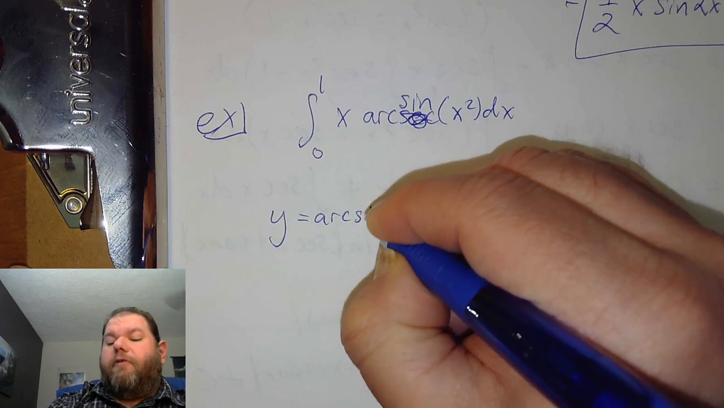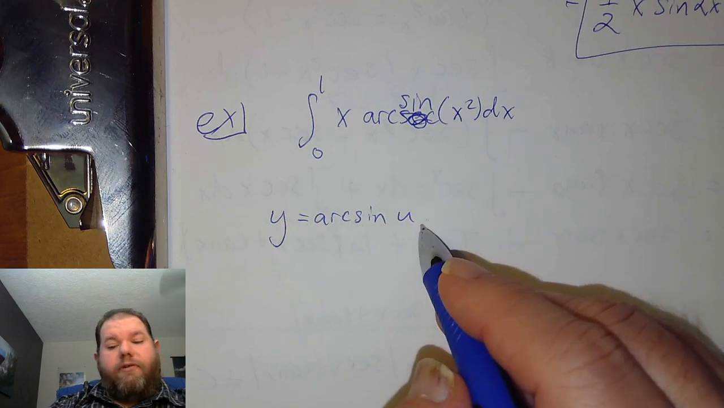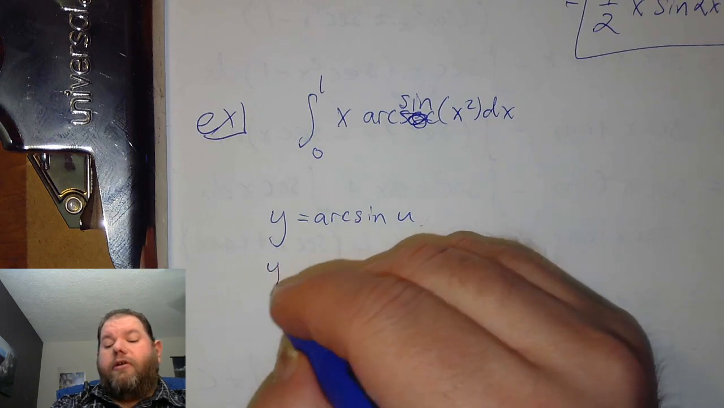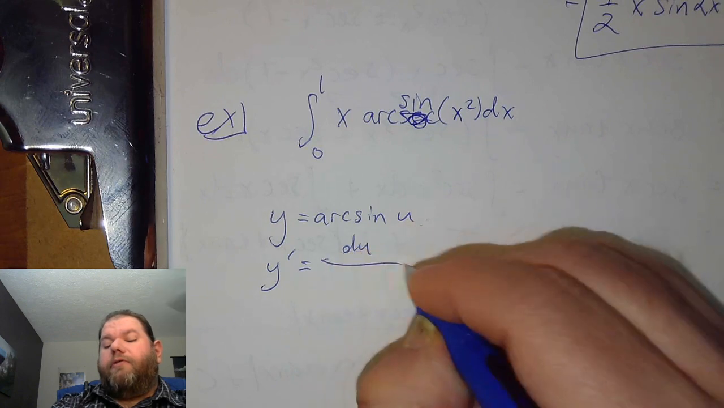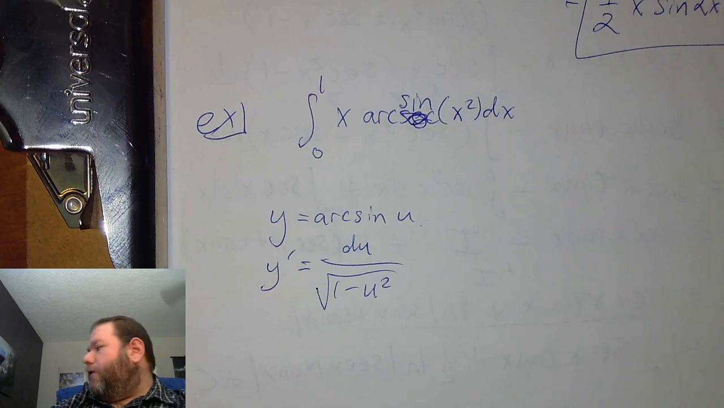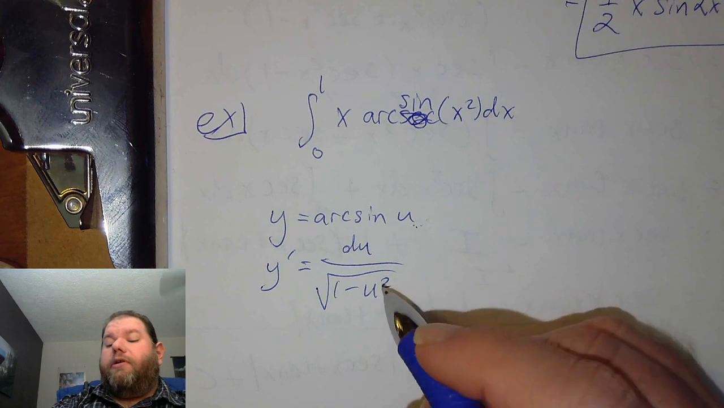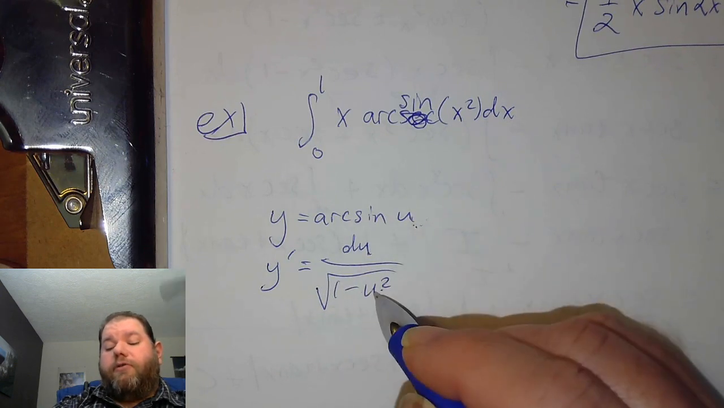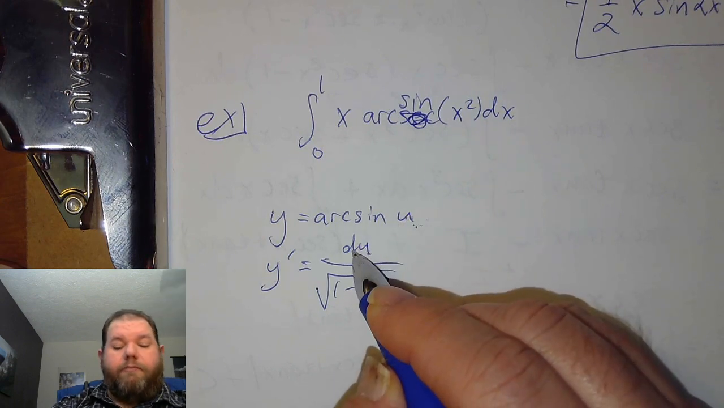Let me just throw up a formula here. y equals arcsine of u. If we have this format for our equation, then y prime would be du over the square root of 1 minus u squared. So the derivative of arcsine of u, or inverse sine of u if you prefer, would be du over the square root of 1 minus u squared. Whatever u is goes right here, and whatever the derivative of u is goes on top.